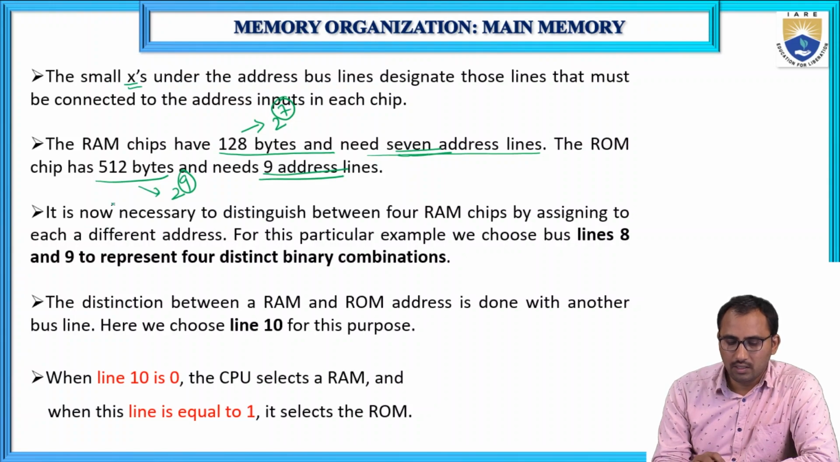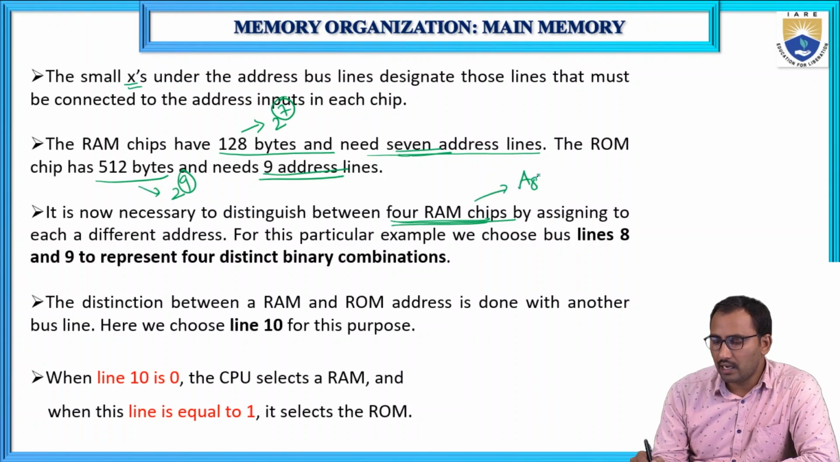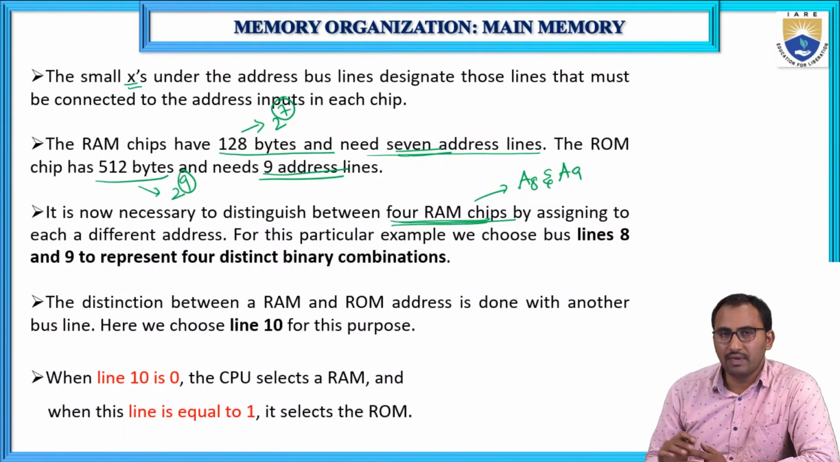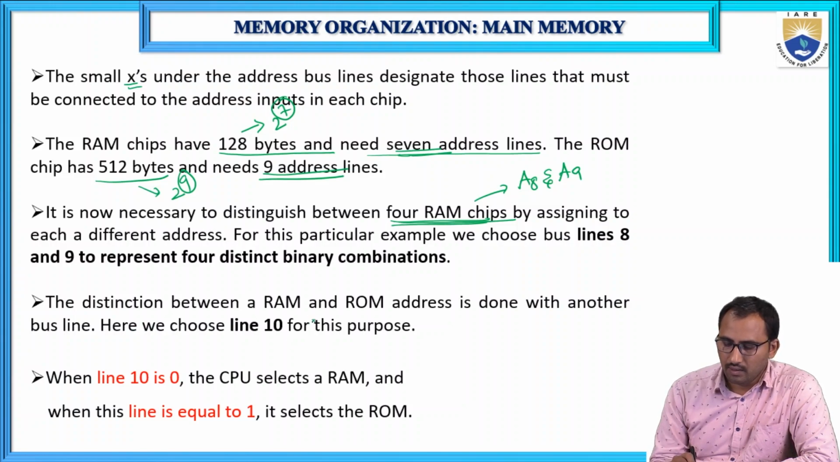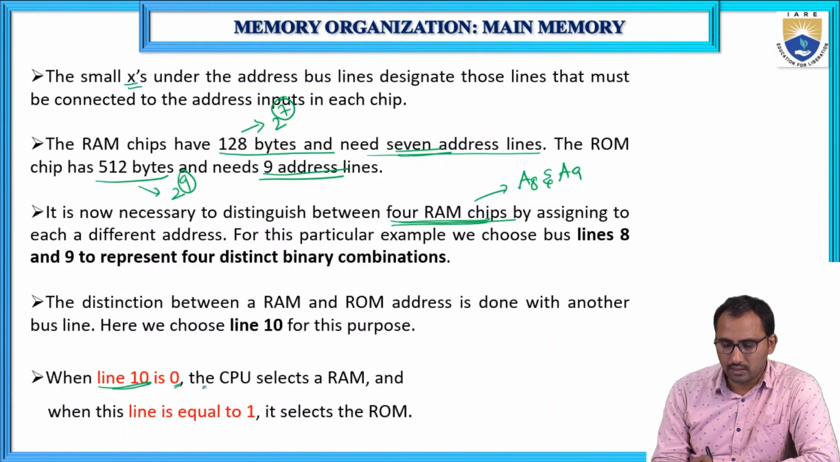It is now necessary to distinguish between 4 RAM chips. So already we have seen how we can differentiate by decoding A8 and A9. By decoding these A8 and A9 address lines, we can choose. Done with another bus line. Here choose line 10 for this purpose. So how are we choosing whether it is a RAM chip or ROM chip? If the 10th line is 0, then it is a RAM chip. If the 10th line is equal to 1, it is a ROM chip.